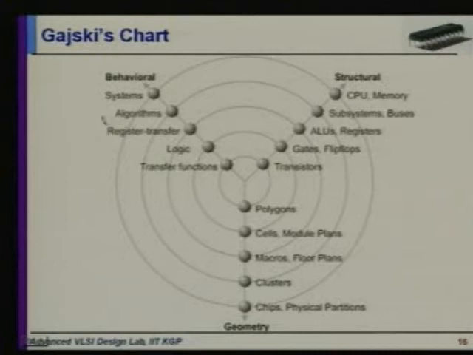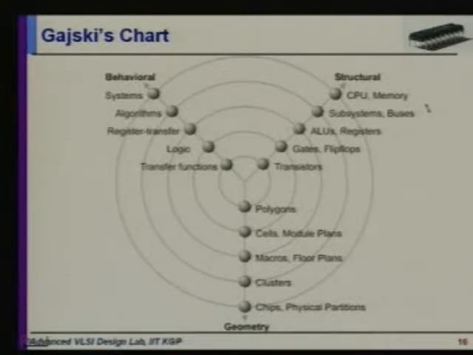Okay, what kind of algorithms? The algorithms could be a very high level algorithm like a sorting algorithm which you want to implement in hardware directly as an ASIC, or it could be an algorithm for multiplication, for example. It could be a division algorithm which you want to implement in hardware. And then you have the register transfer level description of the circuit, then you have the logic level, and then you have the transfer functions at the transistor level.